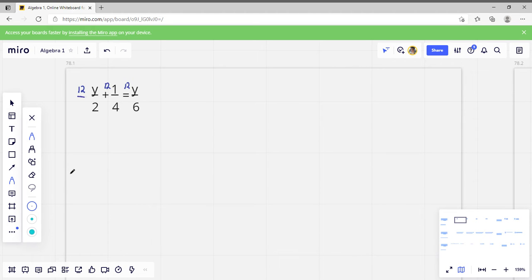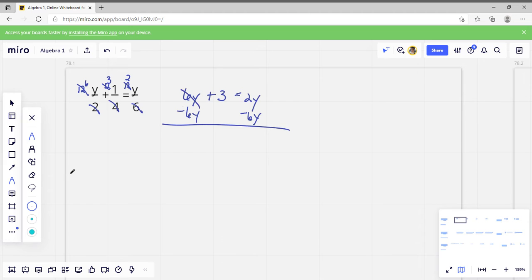Okay, so that would basically be like 12 over 1. We can cancel right here and we get 6. So we end up with 6y. Okay, and then here when we cancel we get 3. 3 times 1 is 3. And here we cancel and we get 2. 2 times y is 2y. Super easy. Now all we have to do is solve our equation.